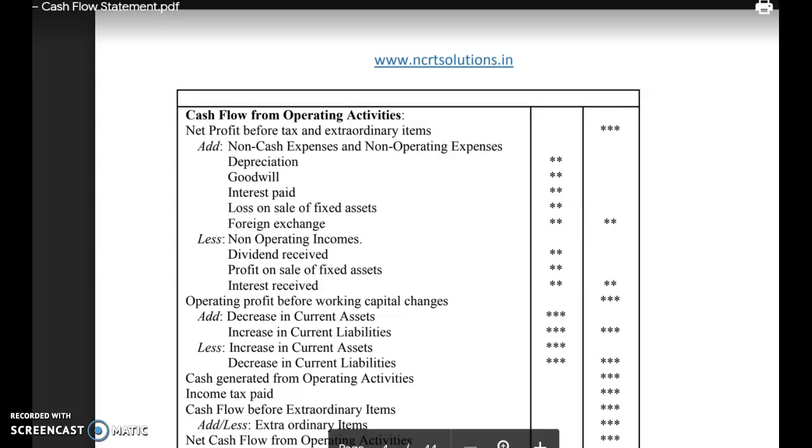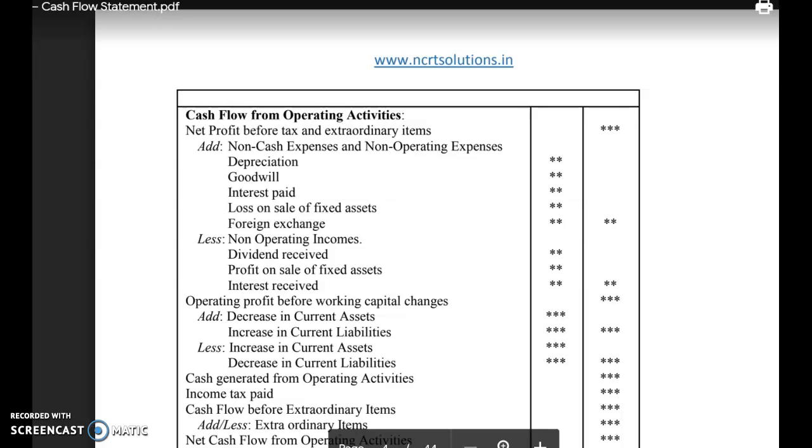So cash from operating activities is calculated in two parts. First, we will take the effect of non-cash expenses and non-operating expenses, and second, we will take the effect of the working capital changes, that is changes in the cash inflow and changes in the cash outflow. So let's understand the first part. We will start from the net profit before tax and extraordinary items. Here tax means income tax, and net profit before tax means that we have to take the net profit amount before deducting the amount of tax.